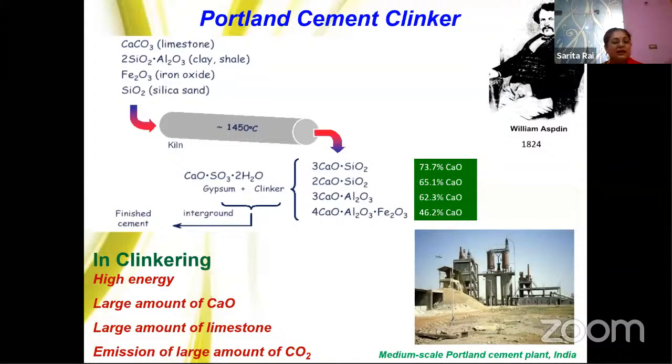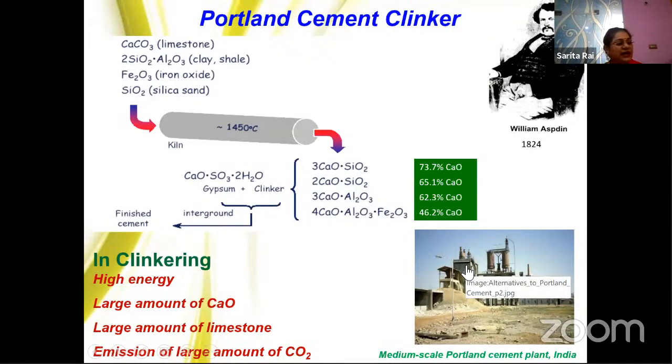During clinkerization, high energy, a large amount of calcium oxide, and a large amount of limestone are consumed, and a large amount of carbon dioxide is emitted. The mineralogical composition is tricalcium silicate 73.7%, dicalcium silicate 65.1%, tricalcium aluminate 62.3%, and tetracalcium aluminoferrite 46.2%. This is a medium scale Portland cement plant in India. The cement industry consumes a huge amount of energy and a huge amount of good quality limestone.